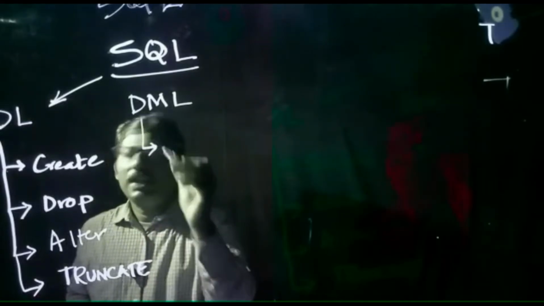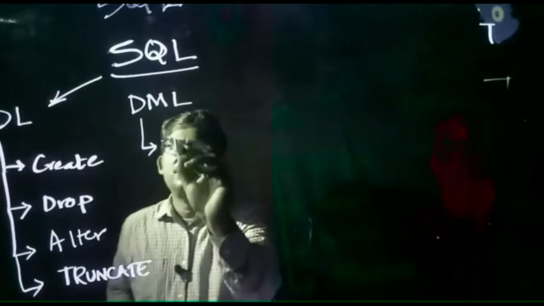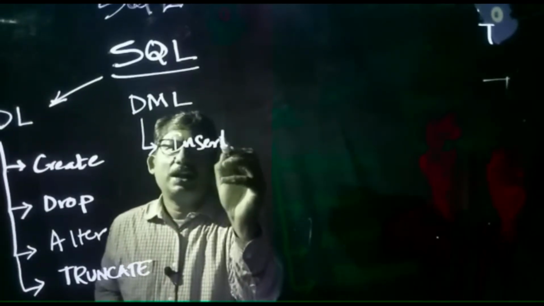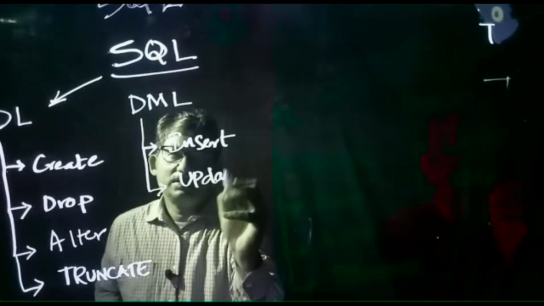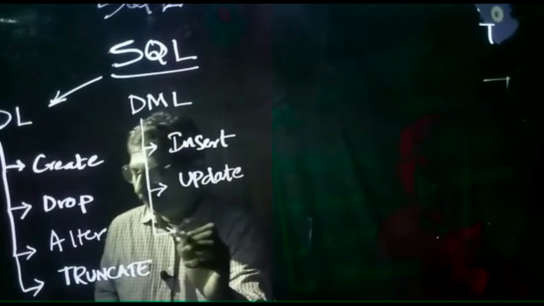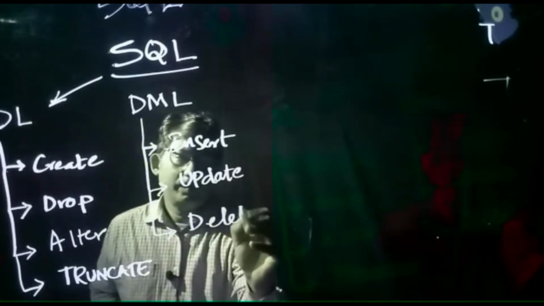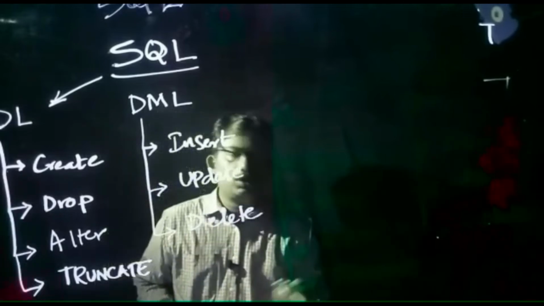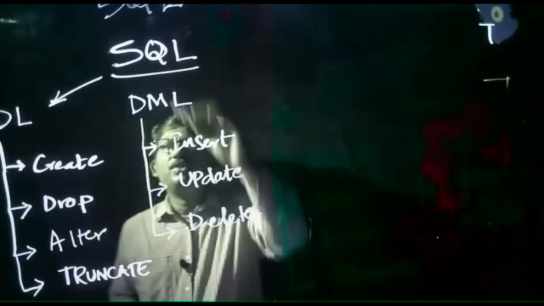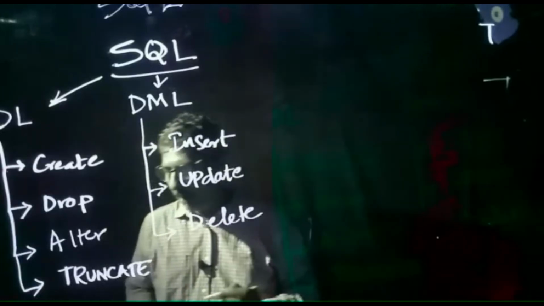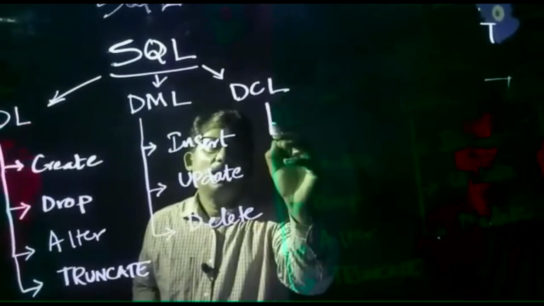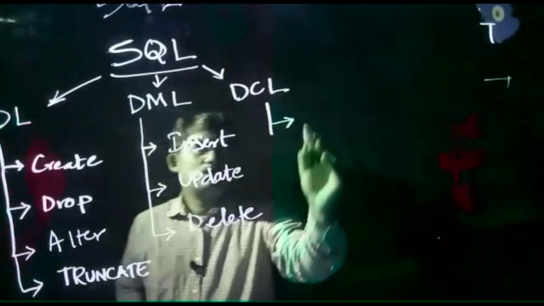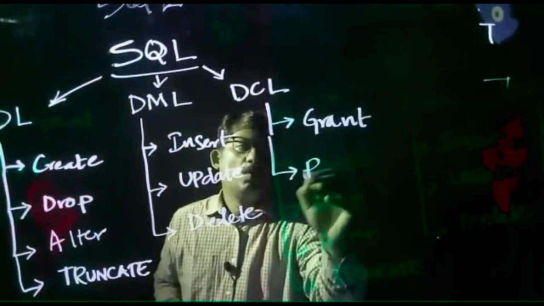In DML, data manipulation language, the commands are insert, update, then after update, delete. These are the different commands used in data manipulation language. Then data control language, DCL. In DCL, two commands are used: grant, and next is revoke.